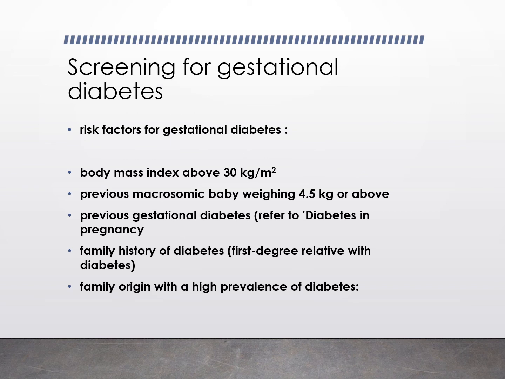Screening for gestational diabetes. We should search about the risk factors for gestational diabetes. We will search among women with body mass index above 30 kg per square meter, I mean fatty women; previous macrosomic baby weighing 4.5 kg or above; previous gestational diabetes, refer to diabetes during pregnancy; family history of diabetes, first degree relative with diabetes; and family origin with high prevalence of diabetes.